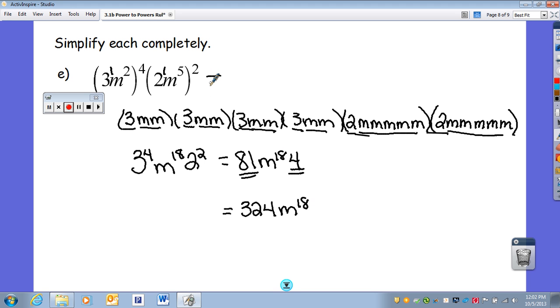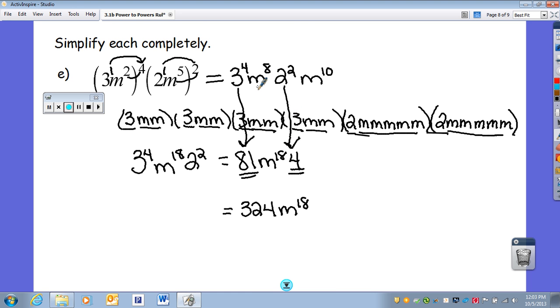Now our shortcut, I'm going to show you up here, would be this. Let's take our exponents and multiply them together. So I'm going to have a base of 3 to the 4th power. And I'm going to multiply these two together. I'd have m to the 8th. Then I'd have my base of 2 to the 2nd power. And I'd have my m's, 5 times 2 would be 10. So to simplify, 3 to the 4th power is 81. 2 to the 2nd power is 4. And I'd keep my base and add the 8 and the 10 together, which would be 18. And then I could simplify to 324 m to the 18th power.